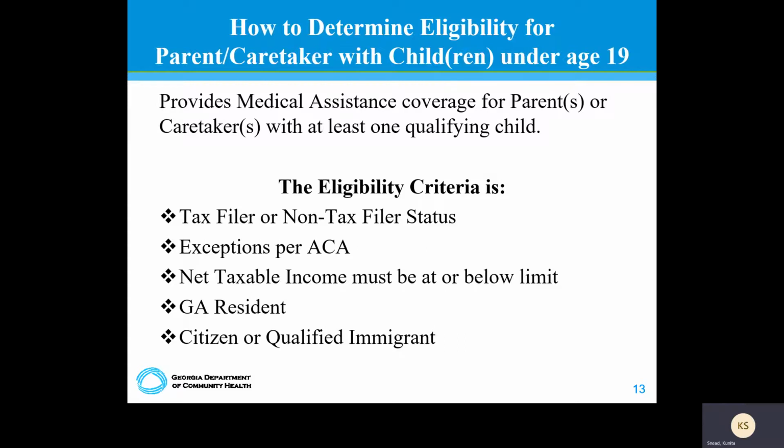Exceptions per the Affordable Care Act, that just goes along with the tax filer, non-tax filer status, because when you see later on the budget group flow chart, if an individual is a tax dependent, we will have to see if that tax dependent meets some exceptions. And there are 3 exceptions that we're going to look at. Of course, they have to meet the income limit, have to be a Georgia resident, have to be a U.S. citizen or a qualified immigrant. So those are the eligibility criteria that they must meet in order to be eligible for the parent caretaker with children under the age of 19 aid category.